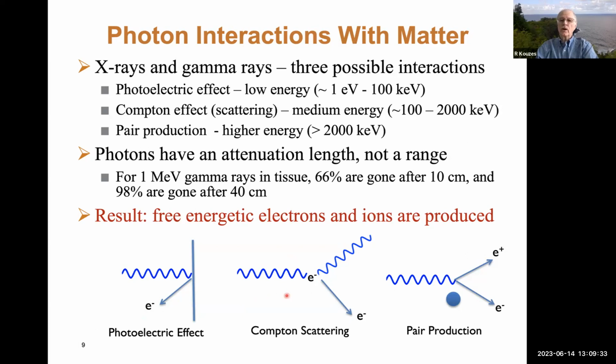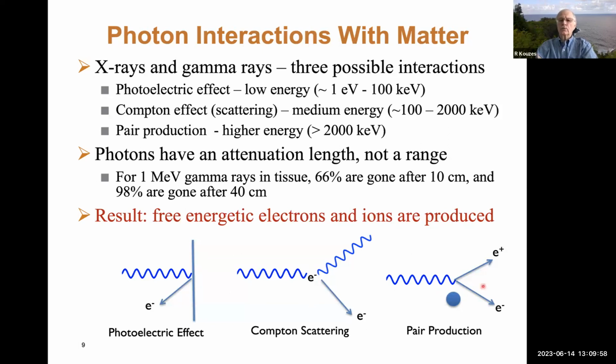In fact, most of the interactions we're going to be talking about will be from the Compton effect. The Compton effect is where a photon comes in and scatters off of an electron, giving energy to that electron, and the photon continues on its way at a reduced energy. That is, as I said, the most important product of intermediate energy photons.